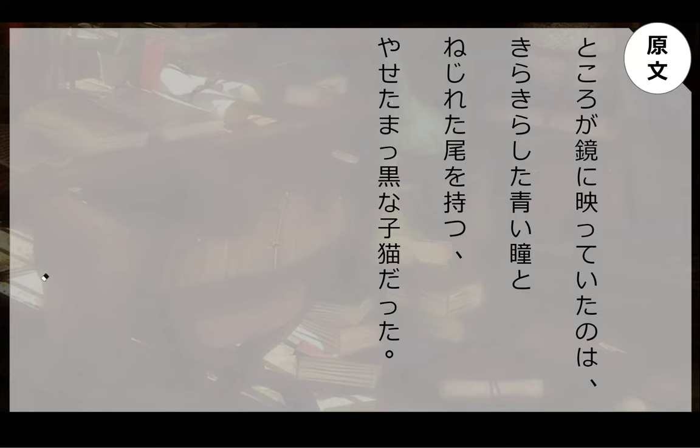It's a blue pupil, glittering, with a crooked tail that was described as nejireta o, and it's motsu. So it has a crooked tail, and that which is having a crooked tail is this koneko, the little cat that is makuro na, meaning it's truly black. It's of complete black, it doesn't have any mixed color, and it's yaseta, meaning that it's skinny. Perfect. And what does koneko mean rather than cat? A kitten. Perfect.